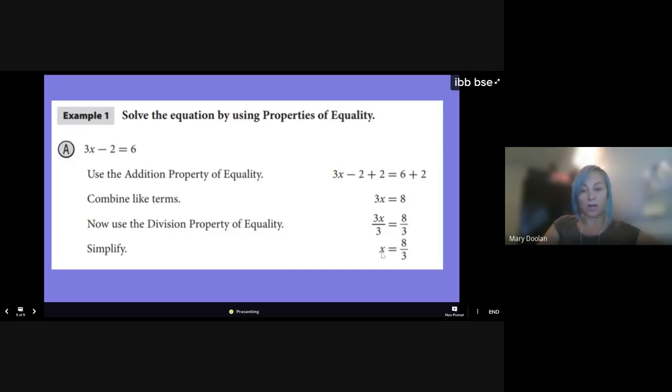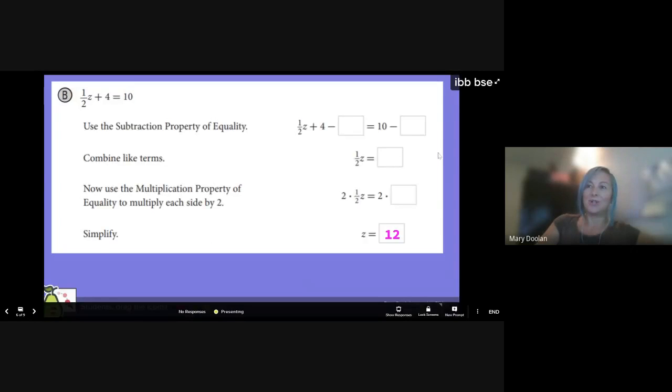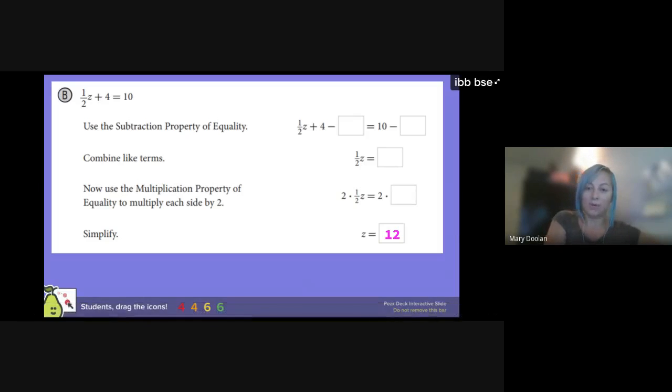It's not wrong to write it, but typically you don't see it there. And then 8 over 3 is the same as 8/3. All right. Your turn. So this is a drag the numbers to where they go type slide.